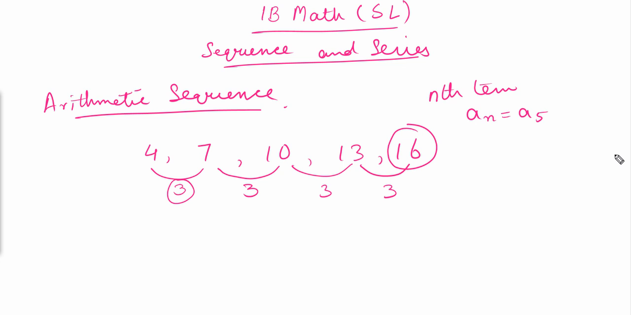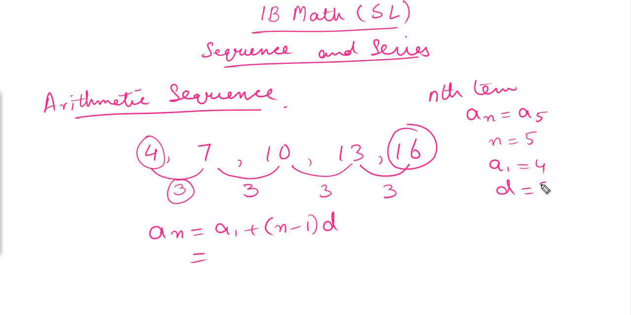In order to find the nth term, we have a formula: a of n equals a1 plus n minus 1 times d. a1 is the first term, n is the number of terms, and d is the common difference. The first term is 4. The total number of terms is 5 because we want the fifth term, so n will be equal to 5, a1 is equal to 4, and the common difference that we have is 3.